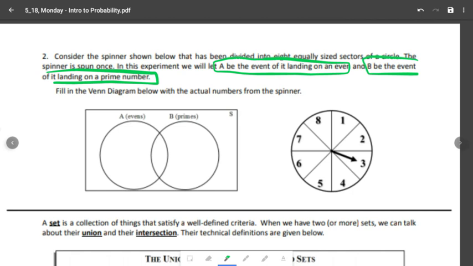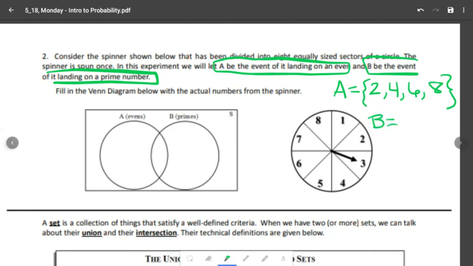So first, let's figure out what would be the outcomes in these events. So event A, what would be my sample space? What would be my outcomes that fit here? Well, A is that it is even. So looking at this spinner, the numbers that fit that criteria would be 2, 4, 6, and 8. So there are the possible outcomes for event A.